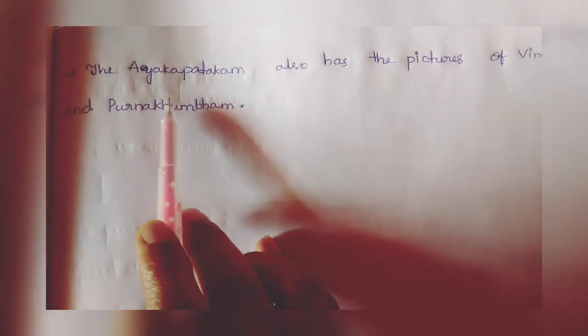Not only Buddha's life, Ayaka Patakam also has pictures of Vinayaka and Purna Kumbham.